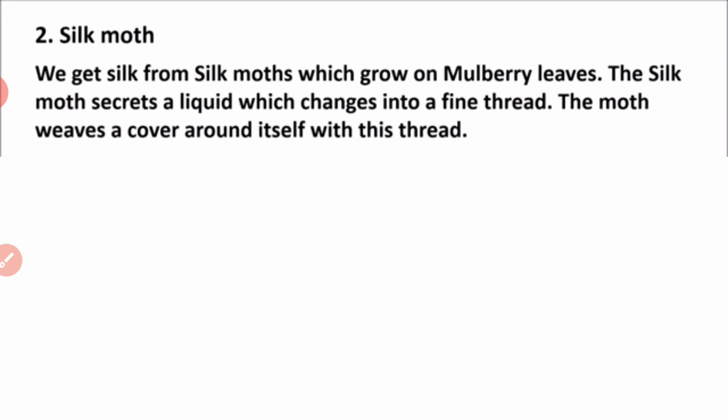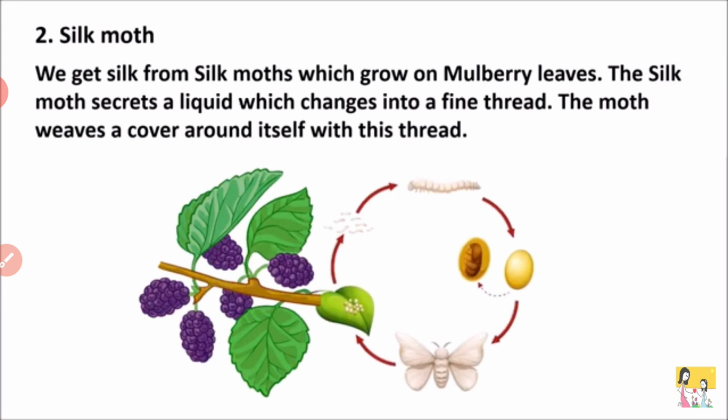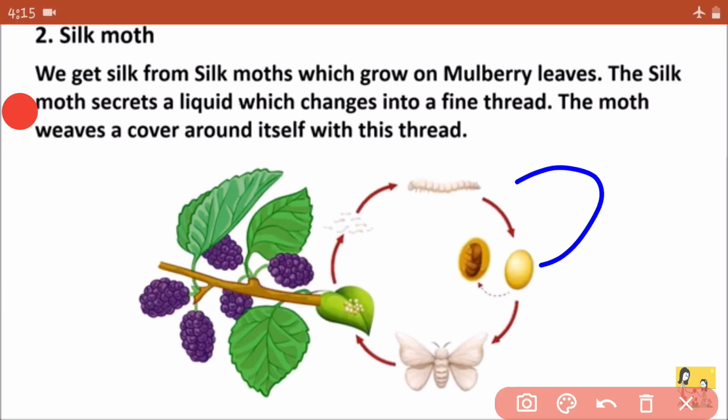The silk moth is basically the silkworm, from which we get silk. It grows on mulberry leaves, right? And the silk moth secretes a liquid which changes into fine thread. The moth weaves a cover around itself with this thread, and that cover is known as a cocoon.